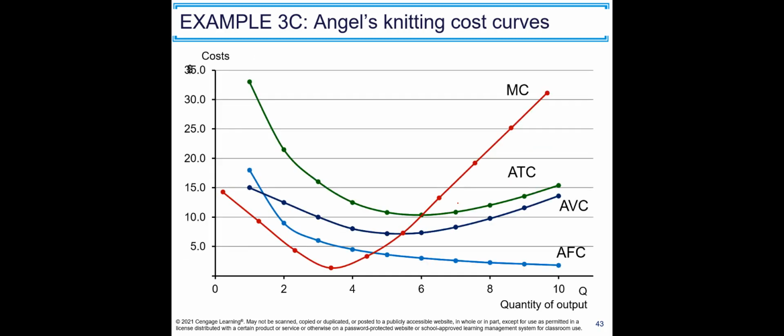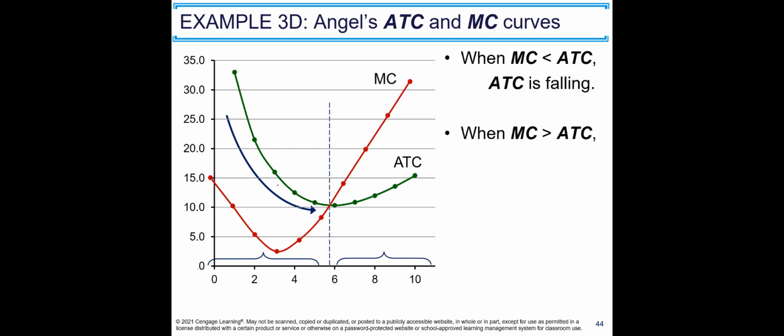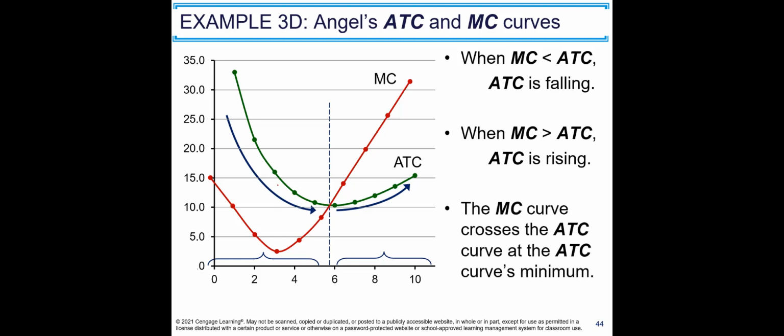So here are the cost curves all together. ATC is higher than AVC, AFC is a decreasing curve, and the marginal cost curve is decreasing first and then increasing afterwards. Now let's look at ATC and MC curves. When the marginal cost curve is below the ATC curve, ATC is falling. When the marginal cost curve is above the ATC curve, ATC is rising. So the MC curve always crosses the ATC curve at the minimum of the ATC curve. So this is the efficient scale. MC always crosses ATC at the efficient scale.